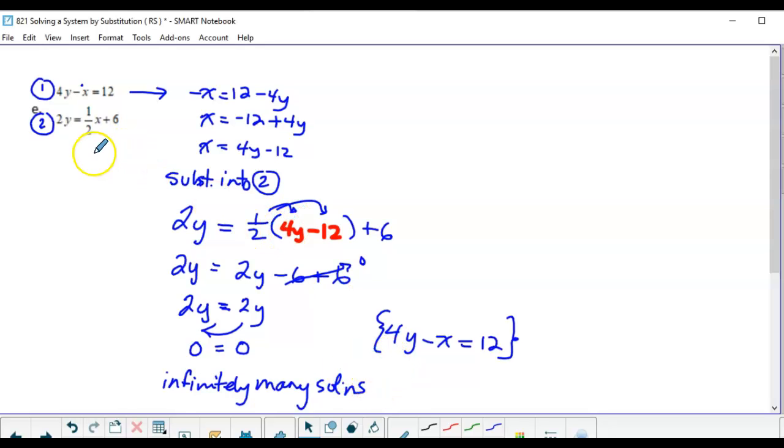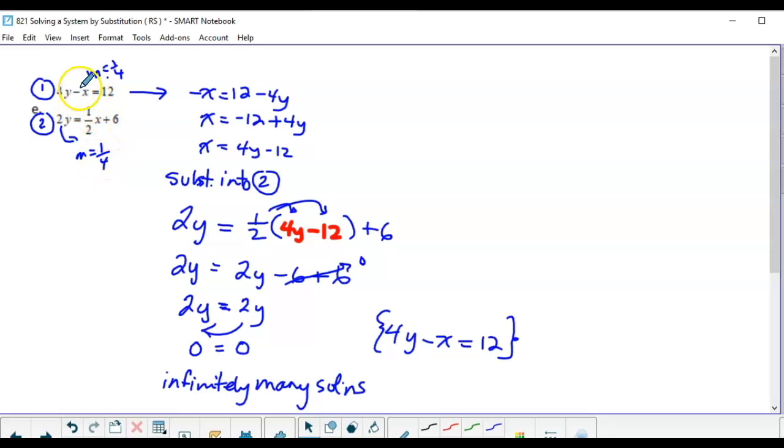if we take a look back here, if we looked at the slope, well, if we solve for y here, we would get x over 4, or 1/4 x. So slope is 1/4. Here we divide by 2, so we get slope equals 1/4. So you know that they're parallel.